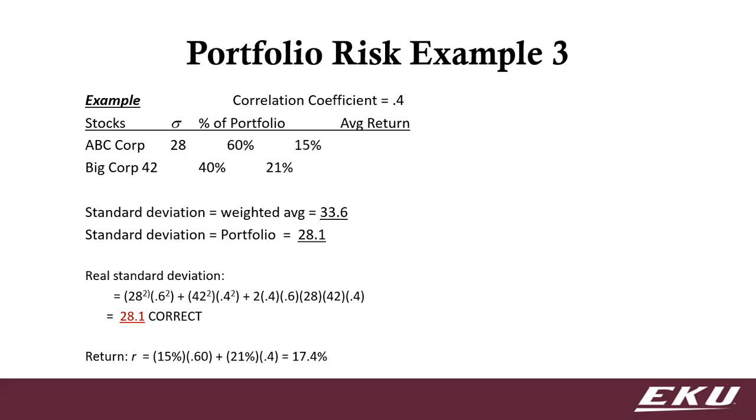And so this is an example. They have a correlation coefficient of 0.4. They give you the sigma, they give you the weight, and they give you the average return. And so we just put those into our portfolio, and then we can calculate what our return is and what our standard deviation will be.